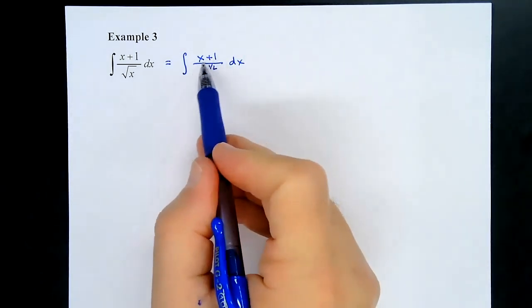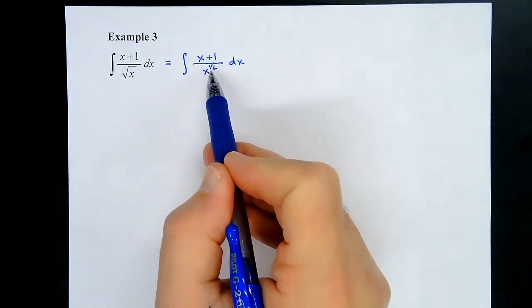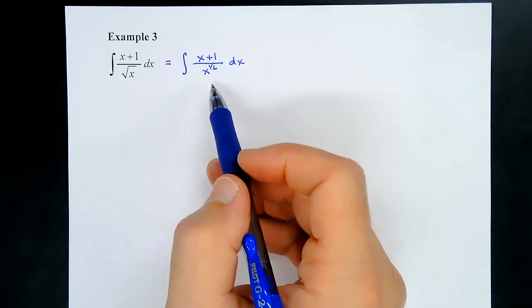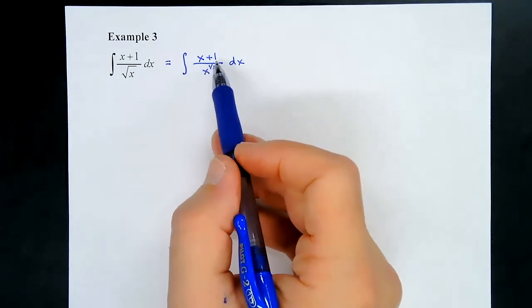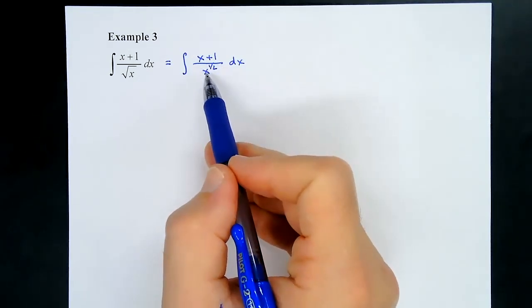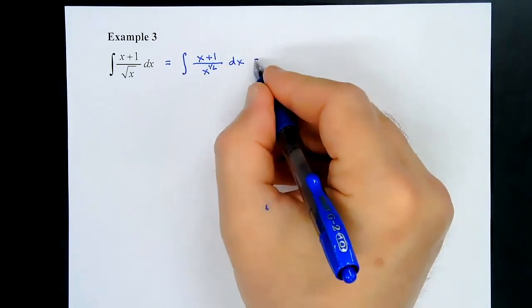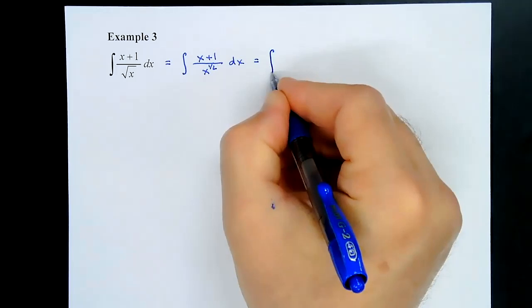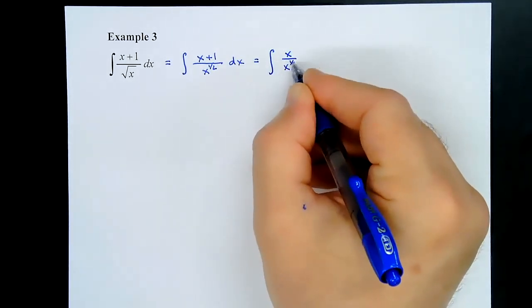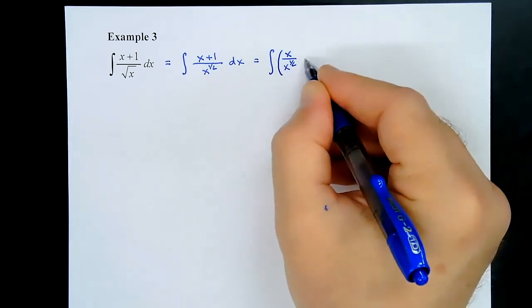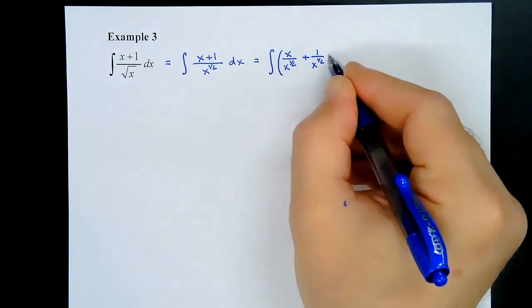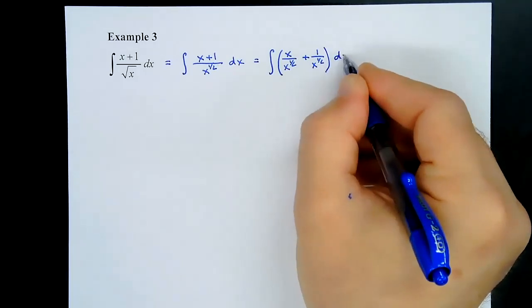So we're adding two things in the numerator, and then we have this denominator of x to the 1/2. You can think of this, as you did in elementary school, as adding two fractions with the common denominator of x to the 1/2. So we could rewrite this as the integral of, in parentheses, x over x to the 1/2 plus 1 over x to the 1/2, close parenthesis, dx.